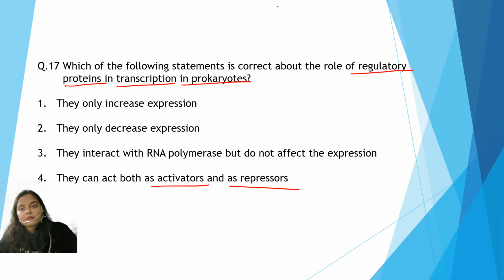So tell me the answer for question number 17. See, the regulator proteins which are available, they perform both the functions. They can either activate or repress the transcription in prokaryotes. And you have seen the two operons, right? The trp operon and the lac operon. You know that in both cases, one was the activator and one was the repressor, right? So fourth option is the right answer.